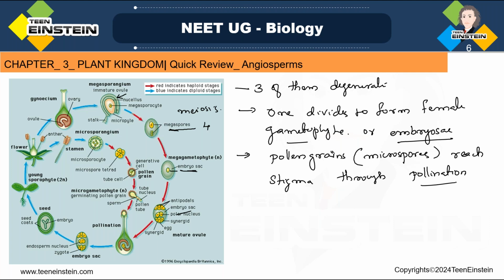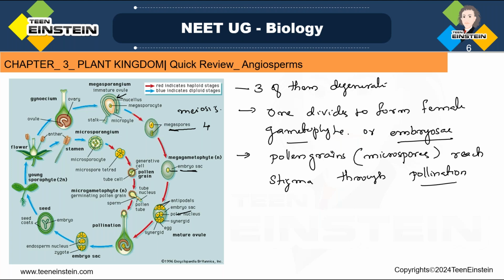And for this pollination, in each type of plant, many agents are there. Air pollination is there, water pollination is there, some insects, animals or some kind of birds help with pollination. So different types of pollination are there. Okay, so here pollen grains or microspores reach the stigma through pollination.